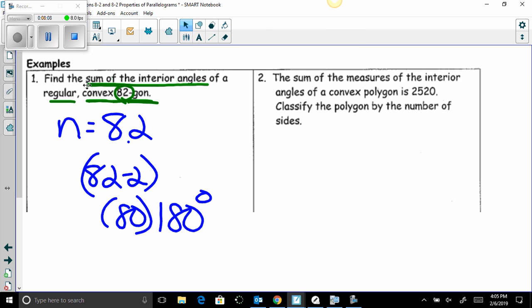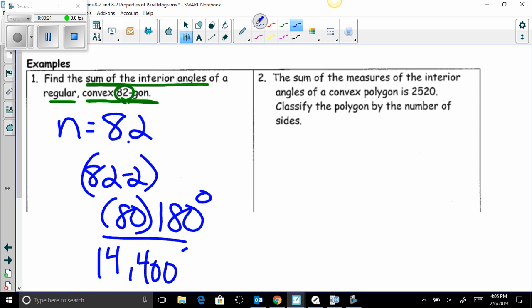So I totally don't expect you to do that in your head. Go ahead and multiply that in your calculator. 80 times 180 degrees, what is that going to give me for the sum of the interior angles? And that is going to give me 14,400 degrees. So the sum of the interior angles of an 82-gon figure is 14,400 degrees.